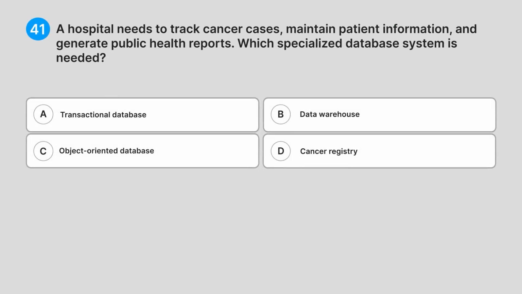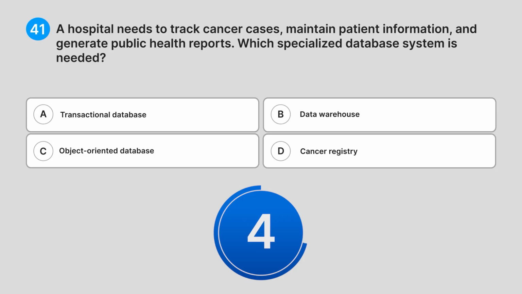41. A hospital needs to track cancer cases, maintain patient information, and generate public health reports. Which specialized database system is needed? A. Transactional database. B. Data warehouse. C. Object-oriented database. D. Cancer registry. Can you guess the answer?